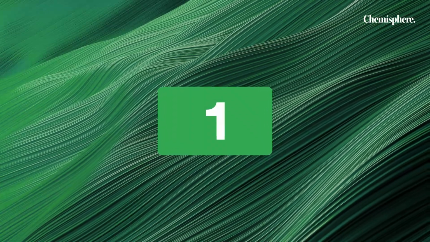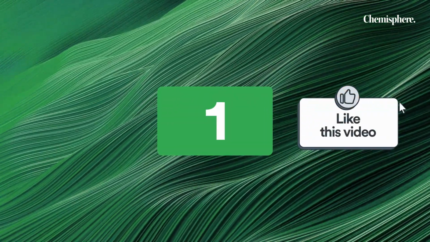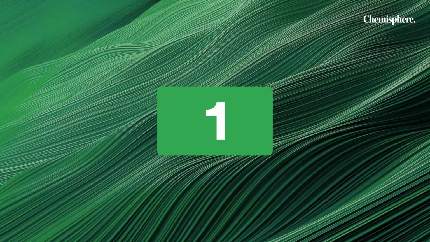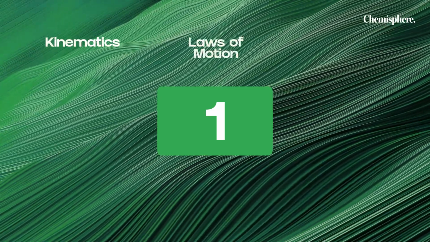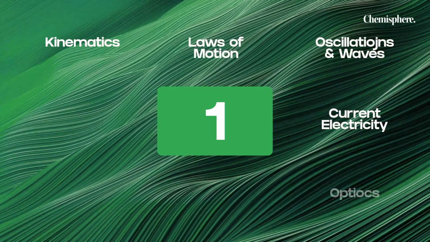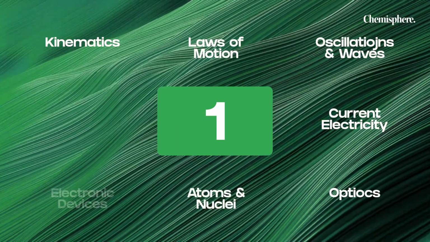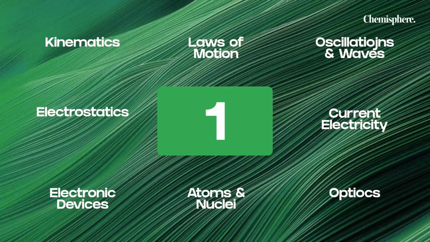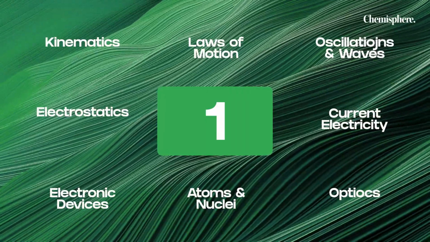Now let's browse through the chapters in the first quadrant. This quadrant consists of those chapters which have quite a lot of weightage. Expect 2 to 3 questions from each of these chapters. The chapters in this category will be kinematics, laws of motion, oscillations and waves, current electricity, optics, that includes wave and ray optics both, atoms and nuclei, electronic devices and electrostatics. These are quite easier to grasp and therefore easily handled, and quite a good score can be secured.